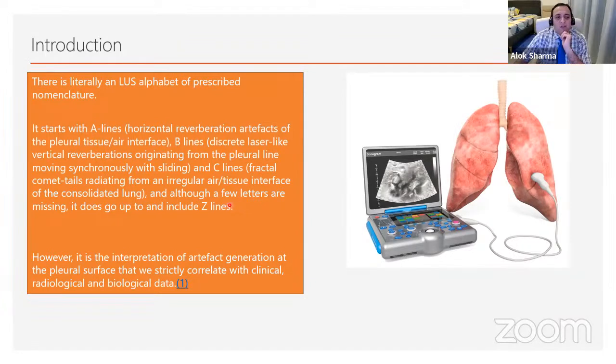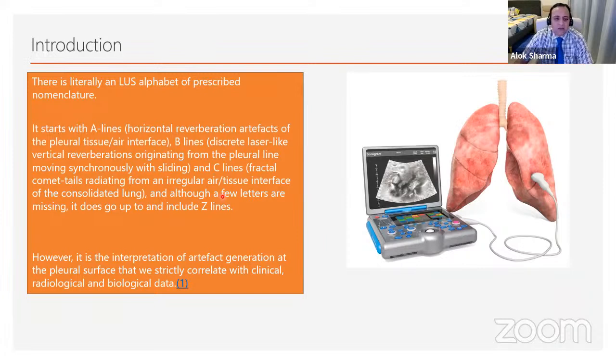In particular, what is important is that we know the common things. For all practical purposes, I definitely want you to be able to define A lines, B lines, and in particular the B line progression with a good deal of accuracy. I'm not worried about B line mimics like E and Z lines and C lines.